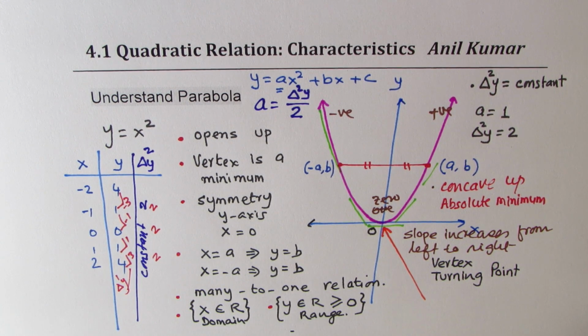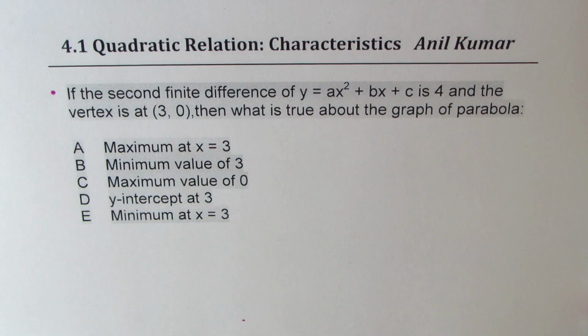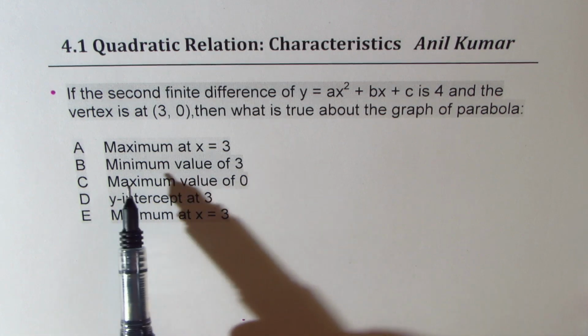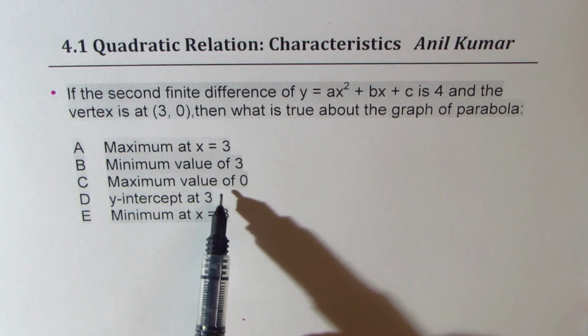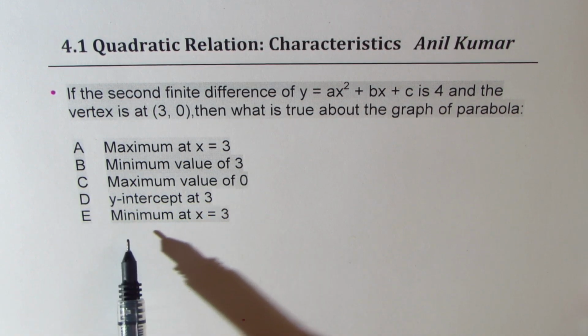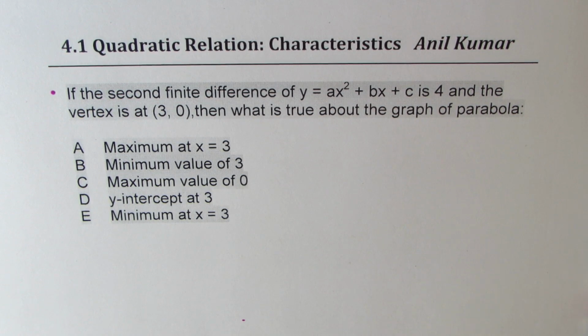Okay, so let's move on and take some interesting questions based on this. We'll actually explore more of the characteristics when we learn about different forms of quadratic equations. Now here is a very interesting question based on what we have just learned. If the second finite difference of y equals ax squared plus bx plus c is 4 and the vertex is at 3, 0, then what is true about the graph of the parabola? We are given 5 conditions. Maximum at x equals 3, minimum value of 3, maximum value of 0, y-intercept at 3, minimum at x equals 3. Right? You can pause the video, answer this question, then look into my suggestions.